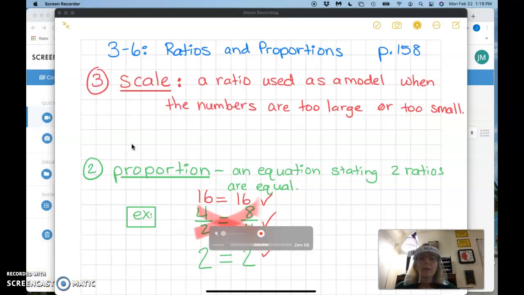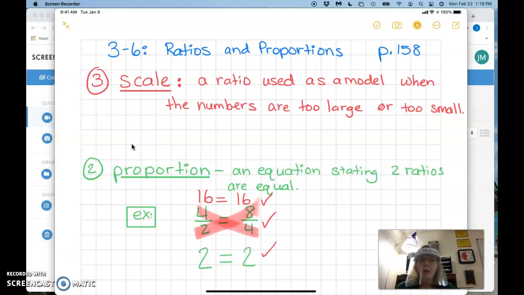So a scale is a ratio that's used as a model when numbers are too large or too small. So you may see a scale used on a map. That's the most common place that we see scales used. Usually in the corner of a map somewhere, it will say 1 inch equals 10 miles. Okay, so then that becomes your scale.